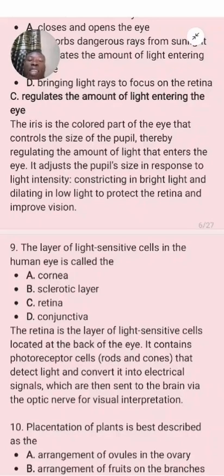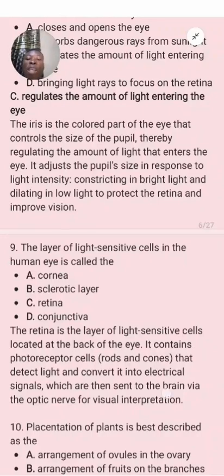The retina is a layer of light sensitive cells located at the back of the eye. It has what we call the photoreceptor cells, those two, rods and cones. Okay, so they try to detect light and they convert it into electrical signals, and these are sent to the brain through the optic nerve for visual interpretation.